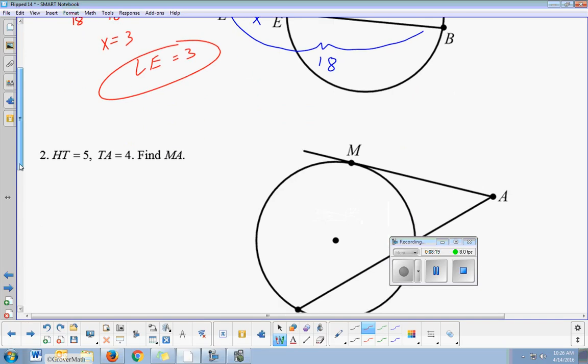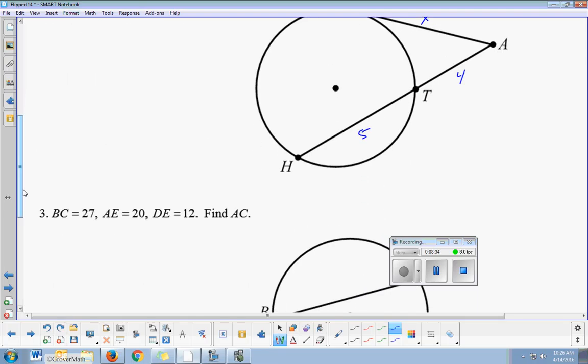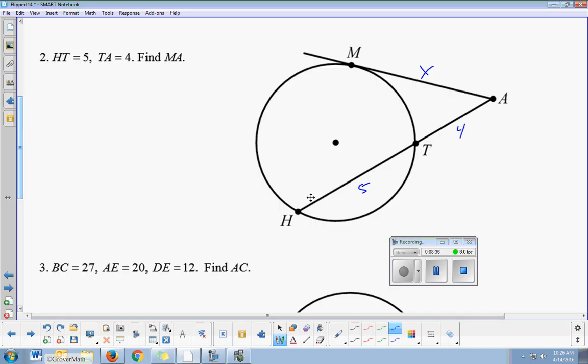Let's try another. HT, this interior part of a secant is 5. TA, its exterior is 4. Find MA, which is a tangent. Now, this is not going to be 5 times 4. Because remember, it's the whole thing times the outside. And so the whole thing must be 9 because a whole is the sum of its parts.